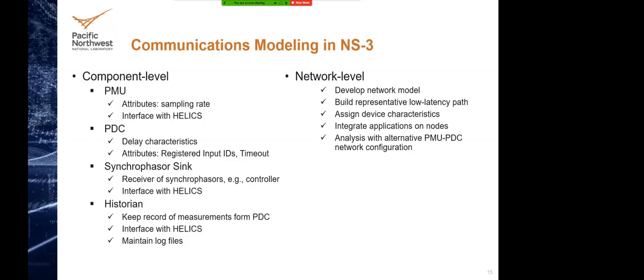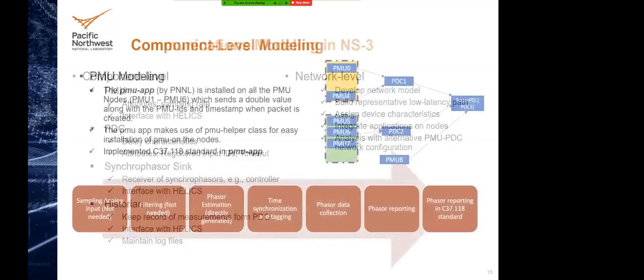Then comes the network level. In the network level, we are developing network models, then building representative low latency paths, then assigning different characteristics, like what each device should do, then integrating different applications on the nodes like PMU and PDC, which have different applications. Then we are doing all this analysis with different network configurations.